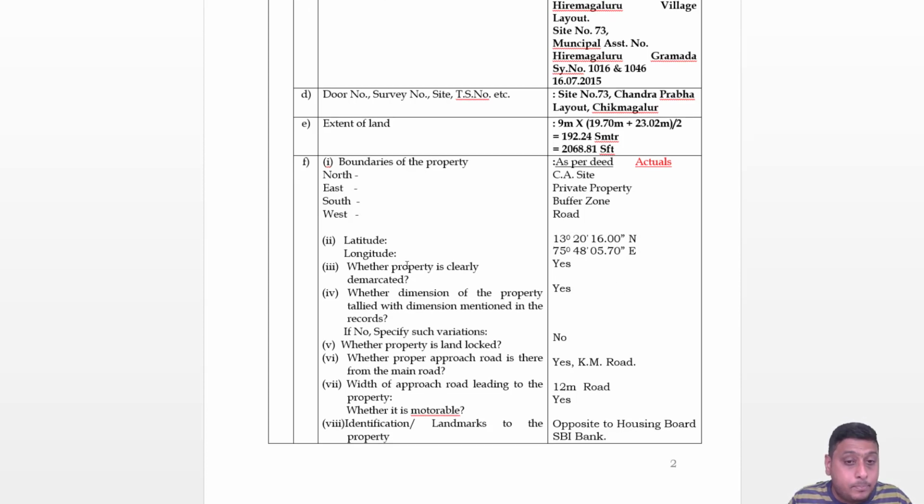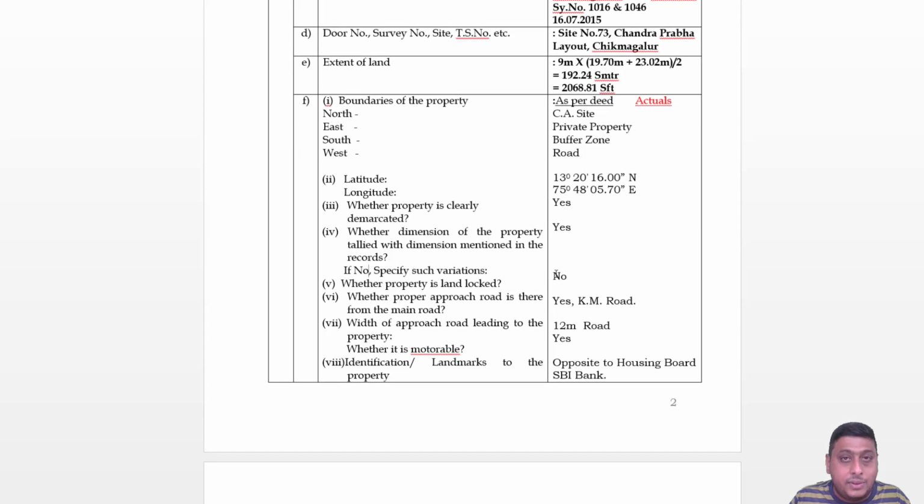Some of the points we have to see here: whether the property is clearly demarcated, meaning whatever dimensions they have given and whatever east, west, north, south they have given, whether it is actually as per the document. Okay. Yes, I mentioned whether the dimension of the property tallies with the dimension mentioned in the records. Yes, it was mentioned. If there is any variation, we have to mention it here and tell the reason there.